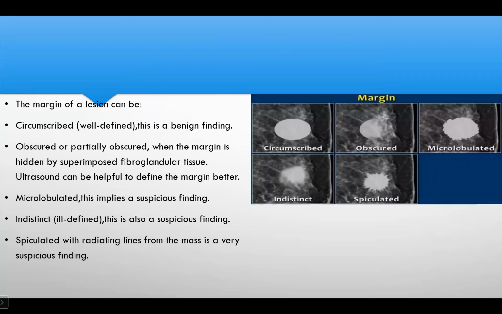The margin of the lesion is either circumscribed or well-defined, which is benign, or obscured or partially obscured when the margin is hidden by superimposition of fibroglandular tissue. Ultrasound can be helpful to define the margin better. Microlobulated is a suspicious finding, indistinct or ill-defined is also another suspicious finding, and spiculated margin is a very highly suspicious finding.